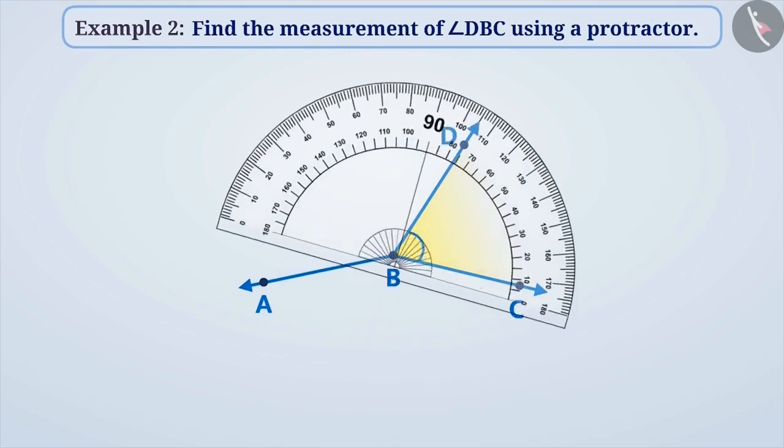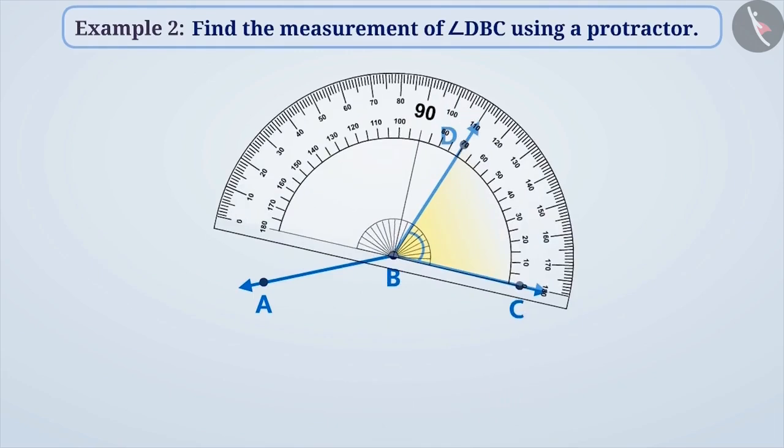To find the measurement of the angle, we will place the protractor at an angle such that its midpoint overlaps vertex B and the line shown on its straight edge, which we also call the zero edge, completely covers any one side of the angle DBC. Like here, it completely covers line BC. Now here the protractor is placed correctly at an angle, so we can measure the angle.